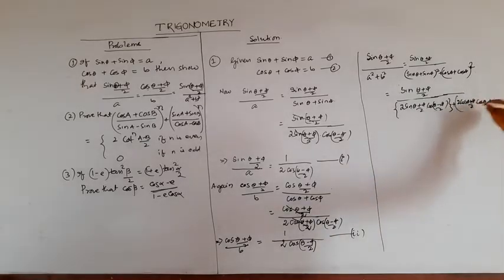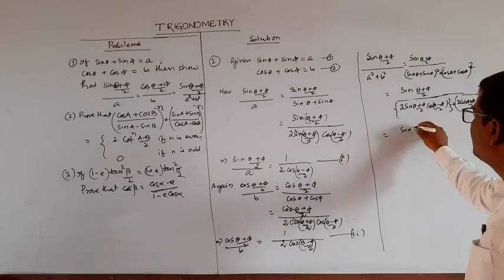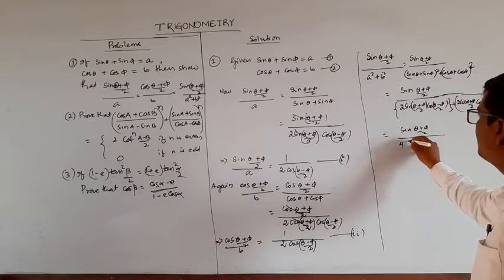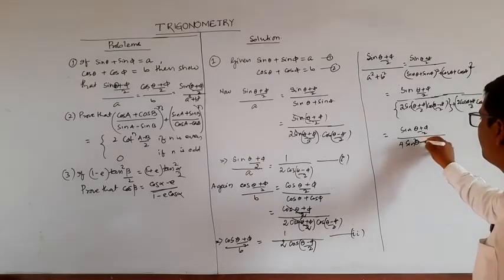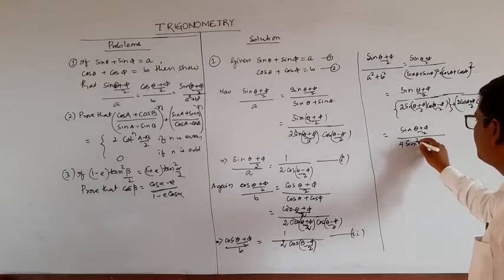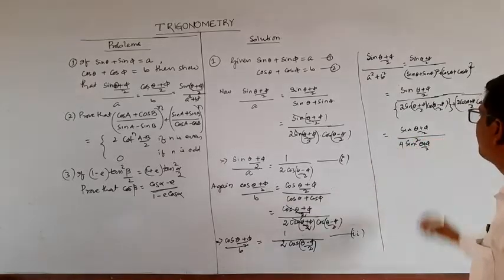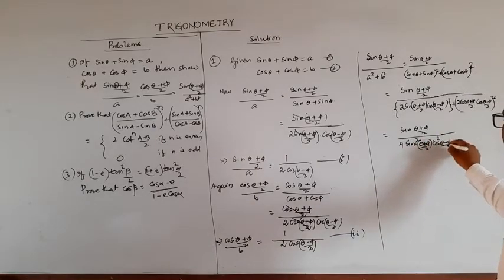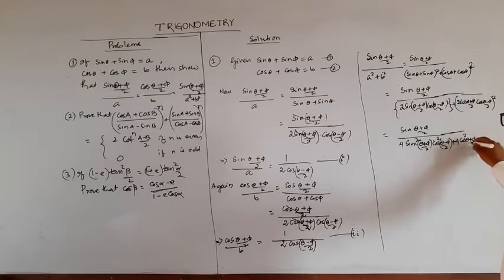The question may have been changed here. So this is 4 sin square((theta plus phi) by 2) into cos square((theta minus phi) by 2) plus 4 cos square((theta plus phi) by 2) into cos square((theta minus phi) by 2).